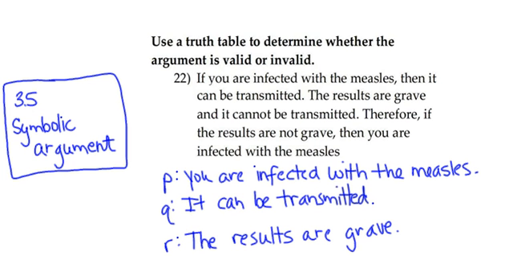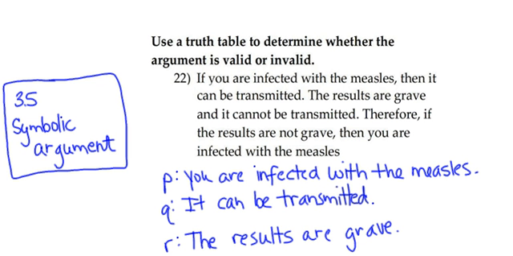On number 22, this actually is from section 3.5 on symbolic argument. So we're asked to use a truth table to determine whether the argument is valid or invalid. And as we're reading, let's try to come up with three statements. I've written them out here that can be translated into a symbolic form.